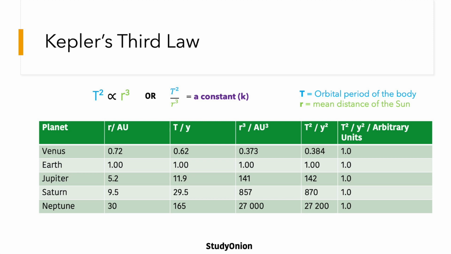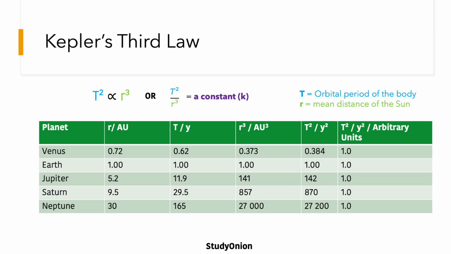So what you can write this as is t squared divided by r cubed is equal to a constant, which in proportionality is typically symbolised by the letter k. And we can see that this holds true for all the planets in our solar system, where t divided by r gives you a value, and then if you do that for t squared divided by r cubed, you get the same value of 1.0 arbitrary units, and we don't give units for this because it is arbitrary.